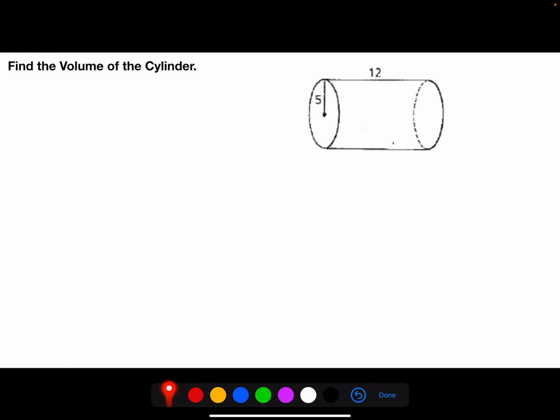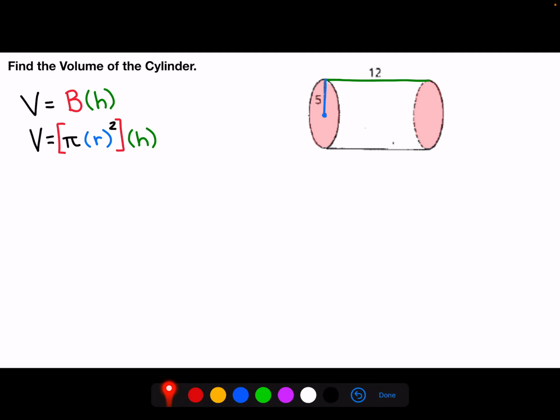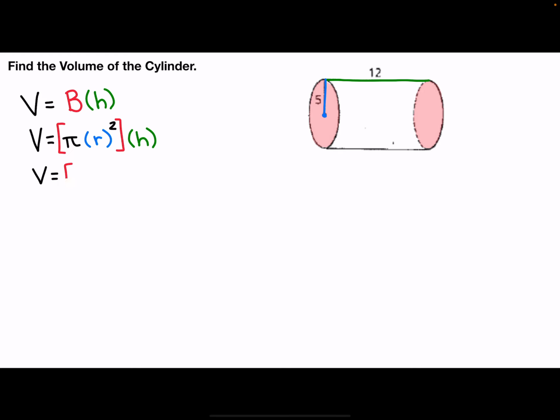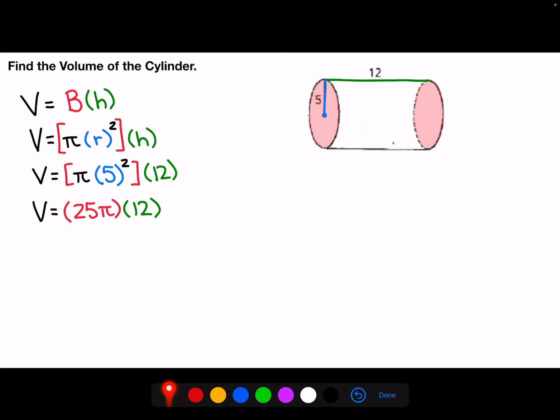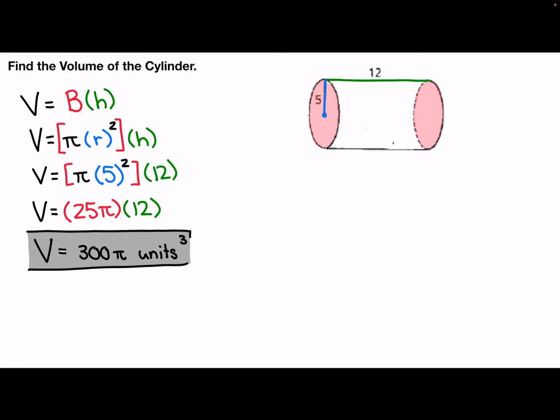All right, let's go ahead and try out an example with cylinders. We want to find the volume of the cylinder. In looking at this, we see that we have a radius of 5 and a height of 12. So plugging that into our volume formula, volume is equal to pi r squared times h. Well, r is 5 and h is 12. That will give me 25 pi times 12. 25 times 12 will give me 300, so the volume is 300 pi units cubed.